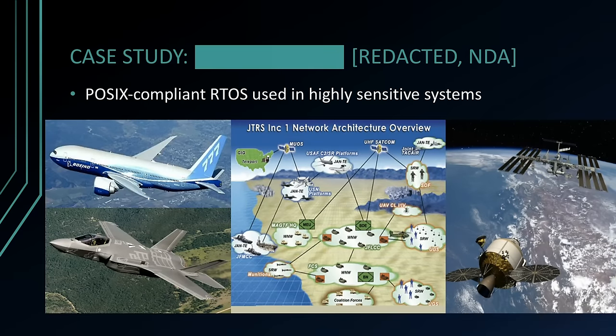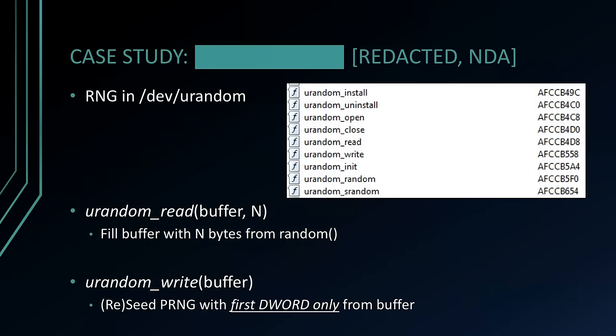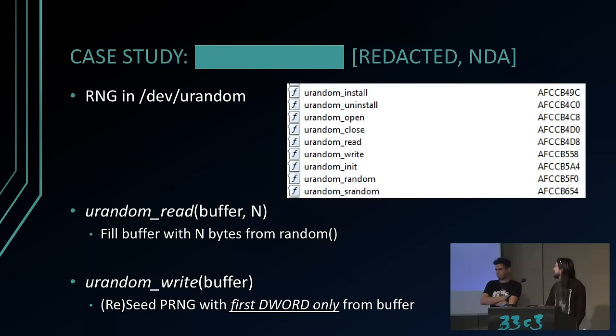So this brings us to the next operating system, which we can't mention because it was studied under NDA. It's a POSIX-compliant real-time operating system used in highly sensitive systems such as the Joint Strike Fighter, the JTRS military radio system, and the International Space Station. And it has a random number generator available via the dev-u-random interface. And it has two associated functions called u-random-read, which fills a buffer with n bytes from its random function, and u-random-write, which reseeds the PRNG using only the first DWORD from the buffer you're provided. So that gives you an idea of the quality of this thing.